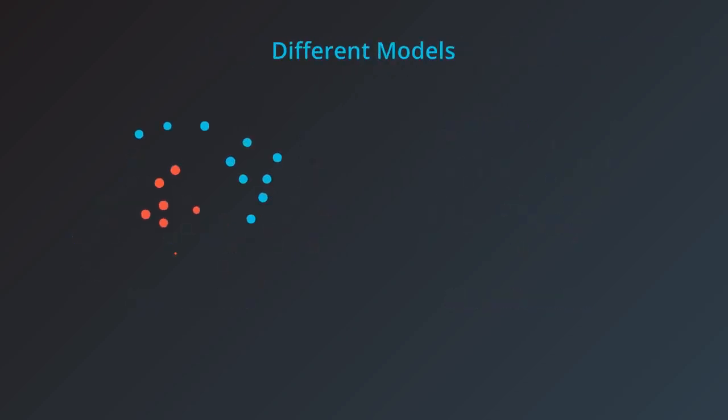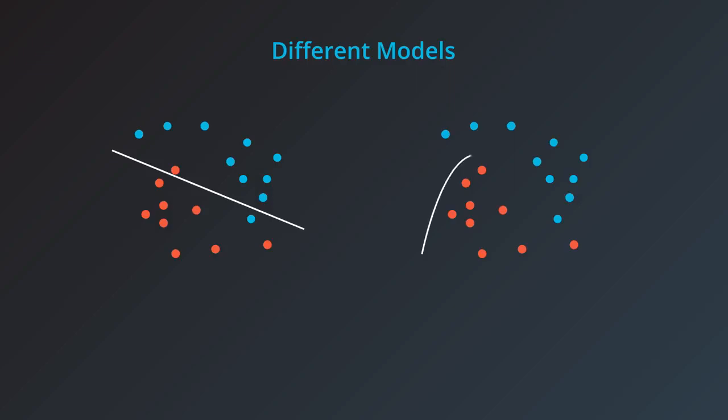Here's the data. And let's make two copies of it. And let's look at two models that classify this data. The first one is a line, and the second one is a higher degree polynomial curve. So the question is, which one is better? Well, they both have their pros and cons, right?